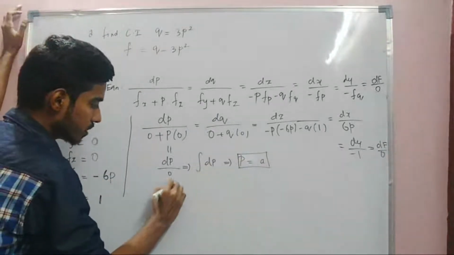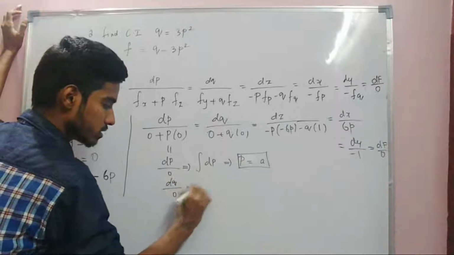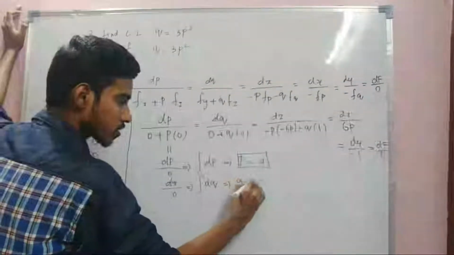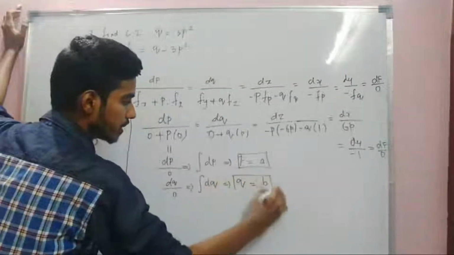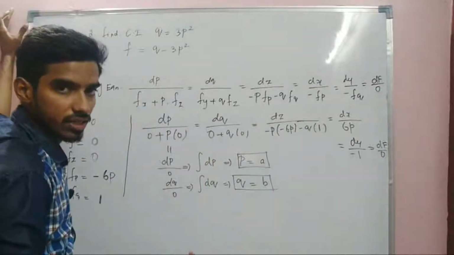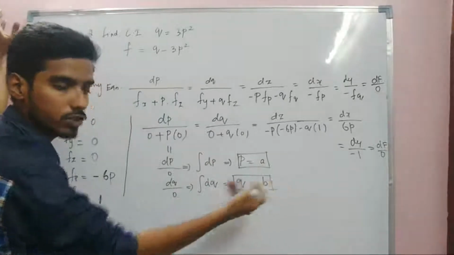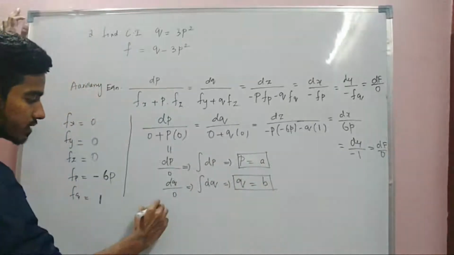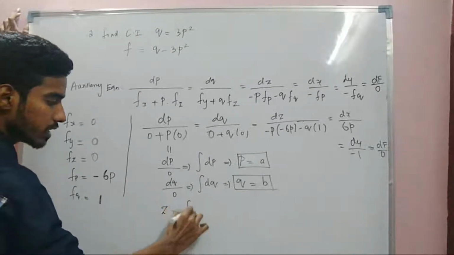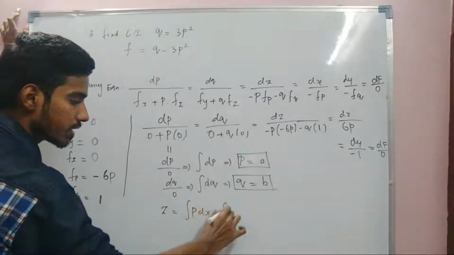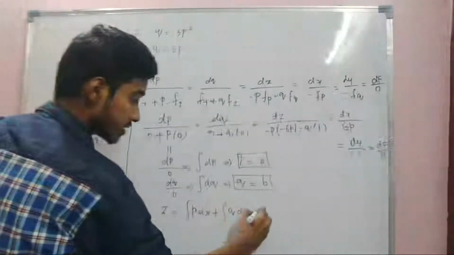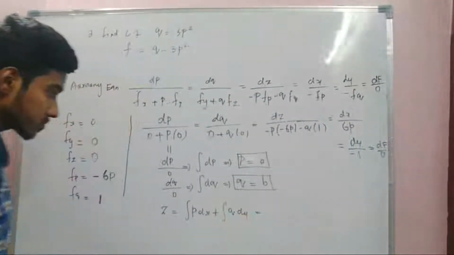And again dq divided by 0. So this implies the integral of dq is one solution. That means q is equal to a constant b, right? So when you integrate this, you will have q plus c. I'm taking that constant to be b. That's it. So what is our complete integral? The complete integral is z equal to the integral of p dx plus the integral of q dy. So what is our p here? Again it is equal to a.